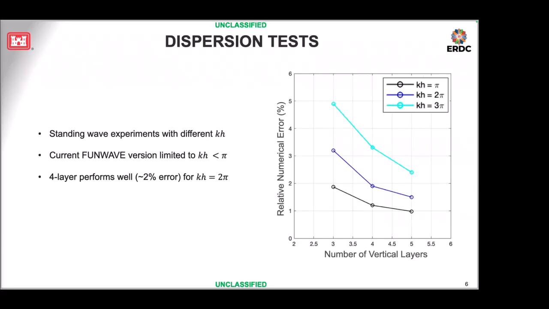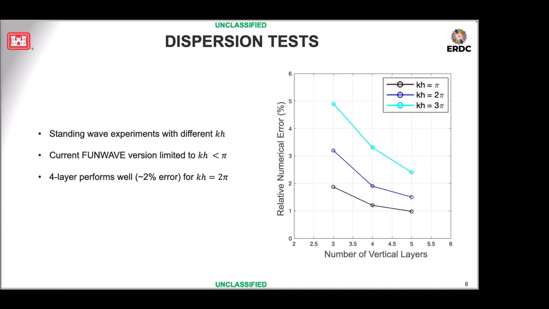So moving on to some of the preliminary testing we've done with this new module. The first test is a simple standing wave experiment with different KH. On the right figure, the x-axis is the number of vertical layers, and the y-axis is the relative numerical error. Here we're trying three different cases: KH equals pi, which is the limit of the current version of FUNWAVE, and the 2 pi case and 3 pi case.